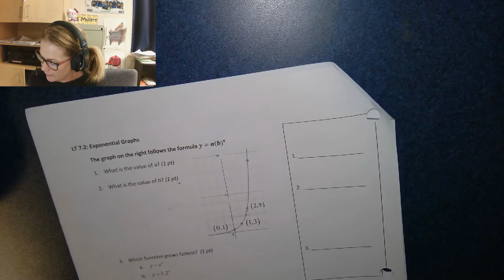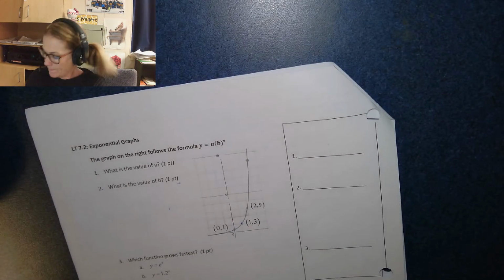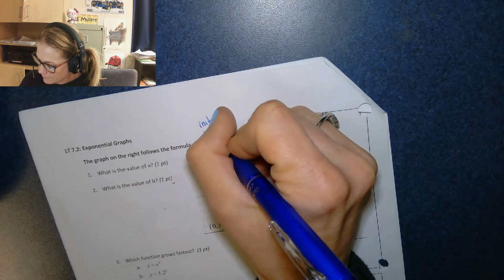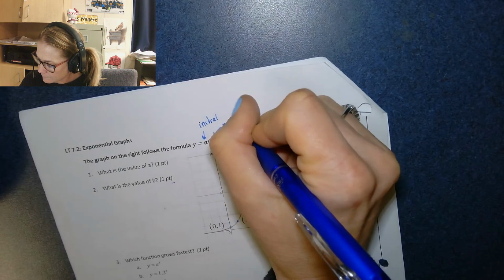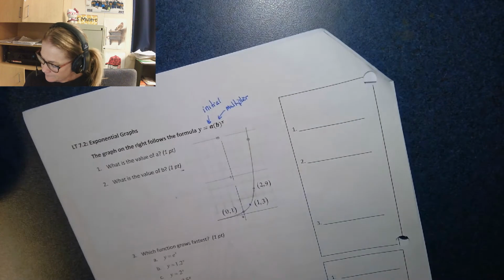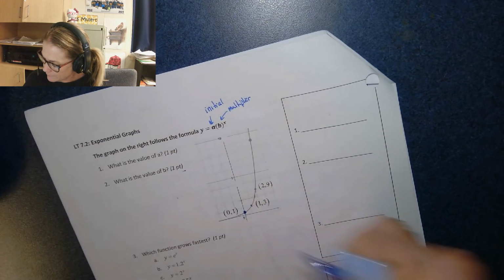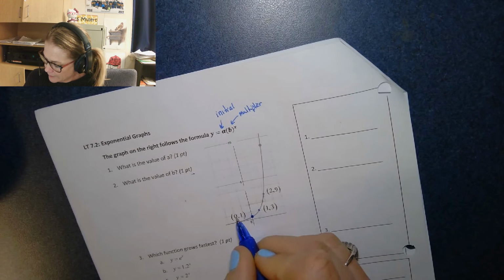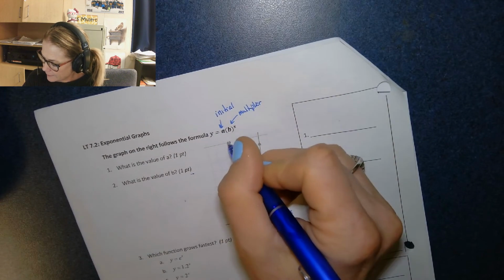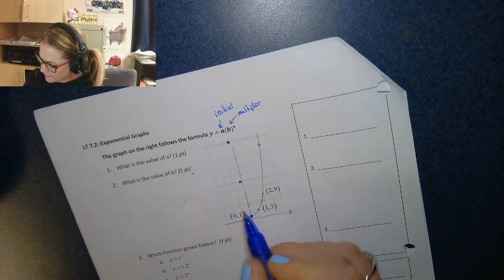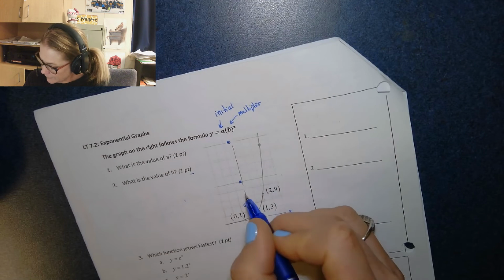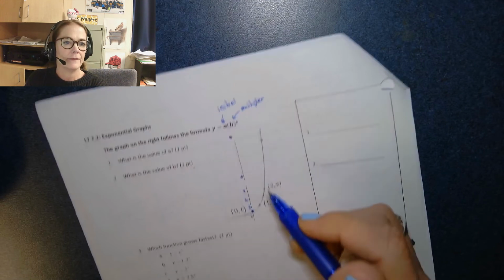The graph on the right follows the formula y equals a, that's initial, times b, multiplier, to the x. So what is the value of a? Okay. So, you can see this point here is when the initial value is, when your x value is 0. And these appear to not be good. Let's take those off. If this is 0, 1, and that's 1, 3, and that's 10, this looks like it is scaled by 3. So I don't like the 5 and 10. They don't match.